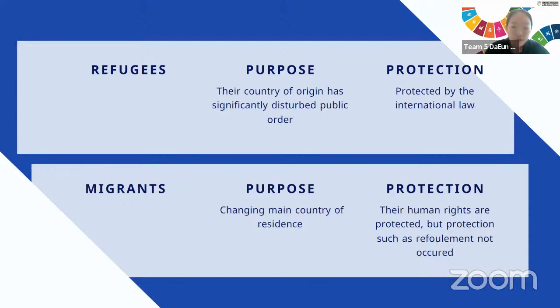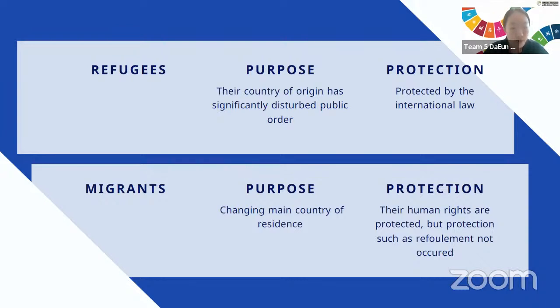So, why should we talk about refugees and migrants at the same time? This is because it is important to differentiate between the two to understand the different protections for the two. The purpose of moving for refugees is that their country of origin has significantly disturbed their public order. On the other hand, migrants' purpose is to change their main country of residence. Therefore, for refugees, protection is provided by international law. International law provides many protections. For example, non-refoulement, which means these people can move to another country and cross borders without getting arrested, even if they do not have a visa, because they are in a life and death matter. So they have to move quickly so they do not get arrested.